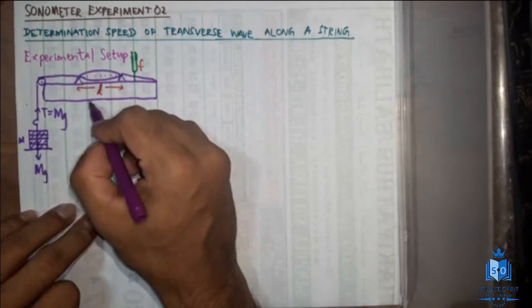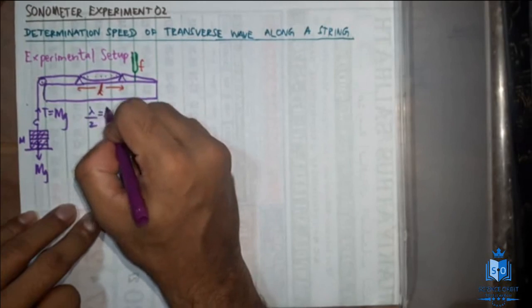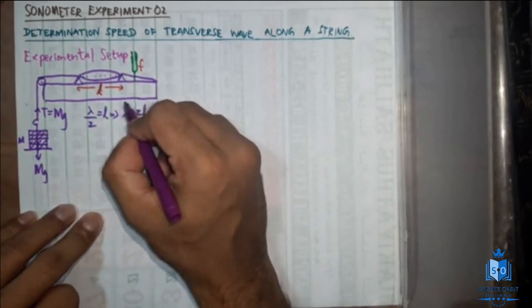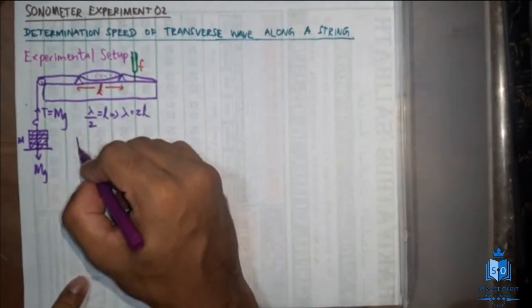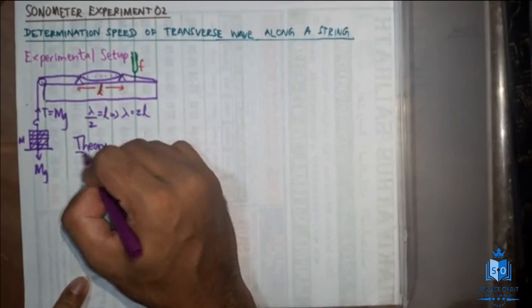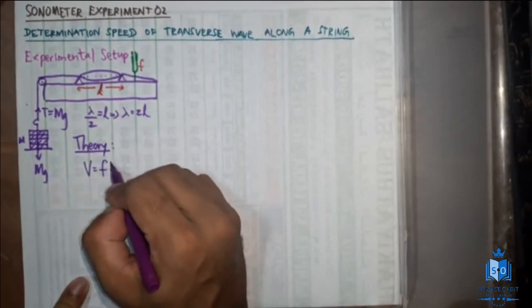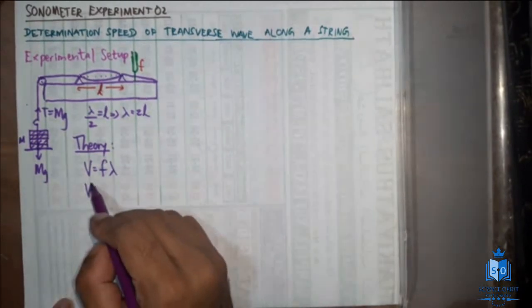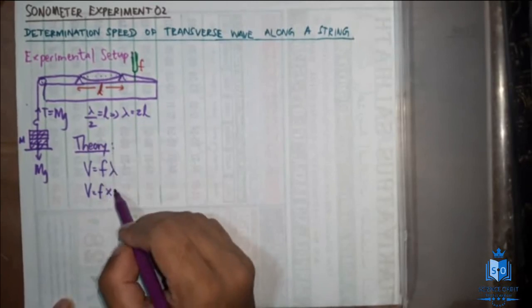When the mode is fundamental, we know it is one loop, so the wavelength is lambda by 2, and that is equal to L. That gives me lambda equals 2L once again. So, this is not new, last time also we came across this. In this experiment, the theory part is very simple. We use the equation V equals F lambda, nothing else. V is what we are supposed to find out, equal to F, the frequency of the tuning fork, into lambda, which is 2L.